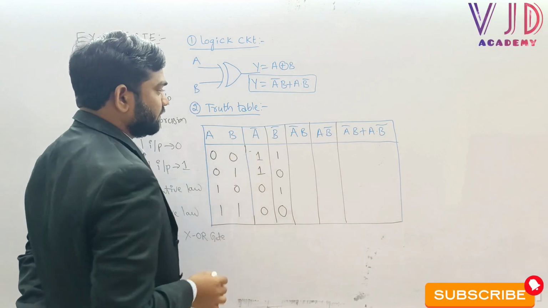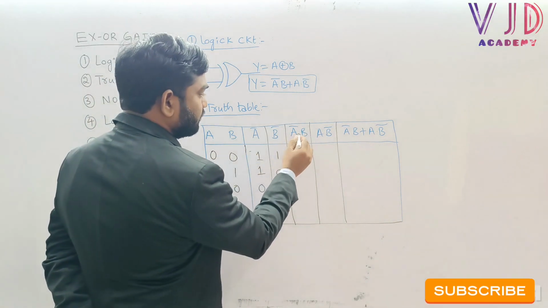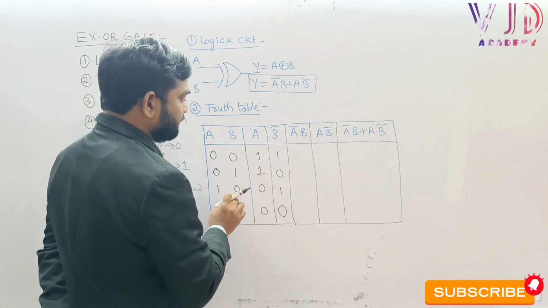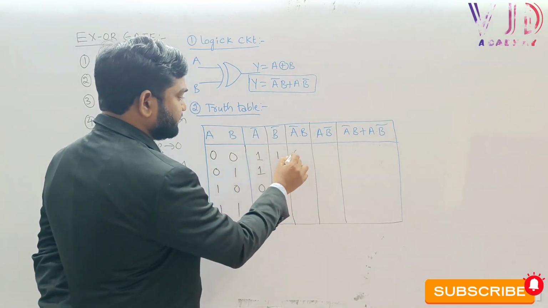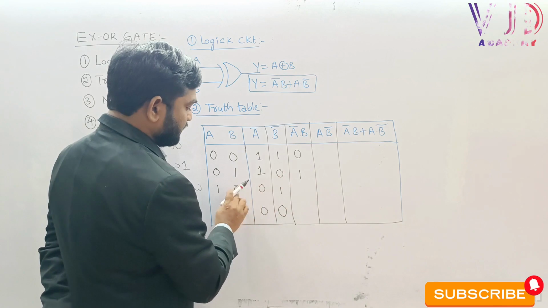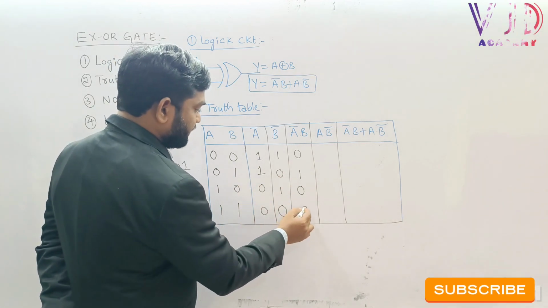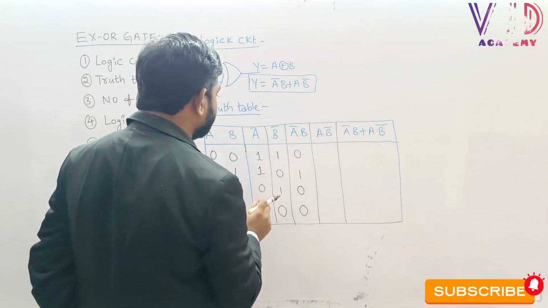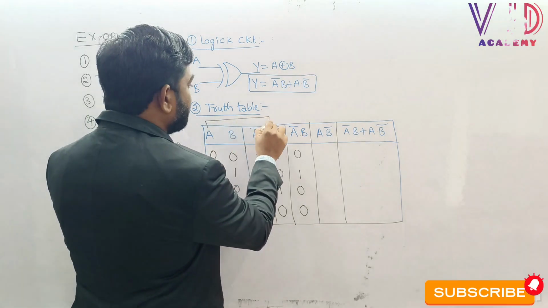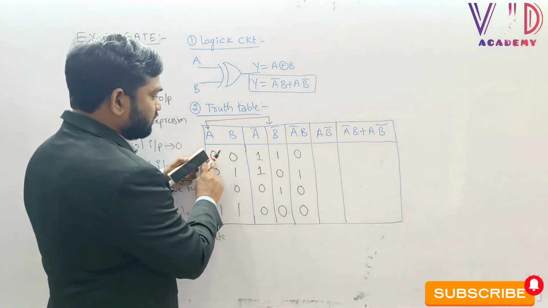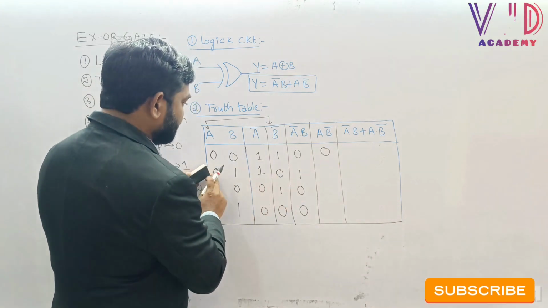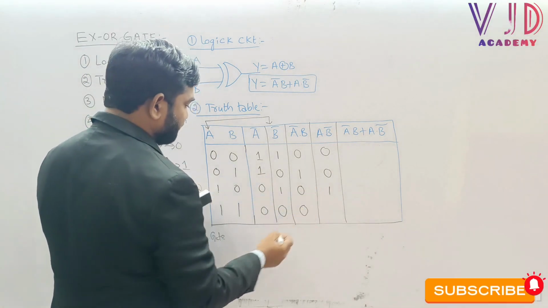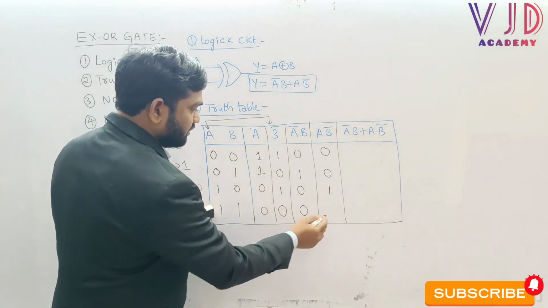After complementing, let me multiply A bar into B, which means I need to multiply B into A bar. So 0 into 1 is 0, 1 into 1 is 1, 0 into 0 is 0, 1 into 0 is 0. Sir, the next thing I need to multiply is A into B bar. Here first input is 0 into 1, which is 0, then 0 into 0 is 0, then 1 into 1 output is 1, and 1 into 0 is 0.